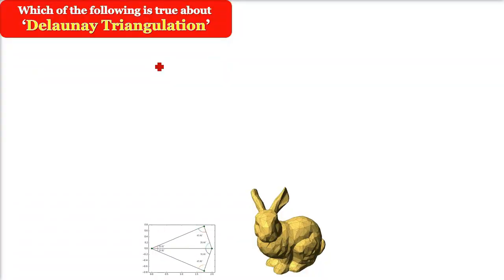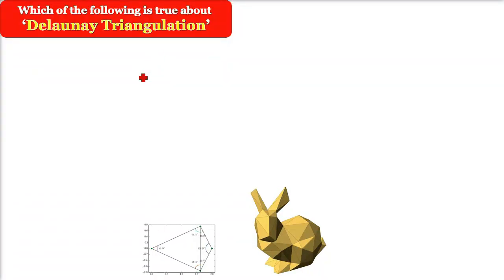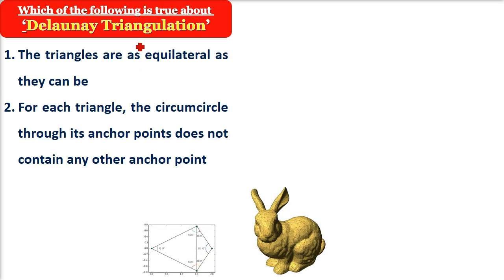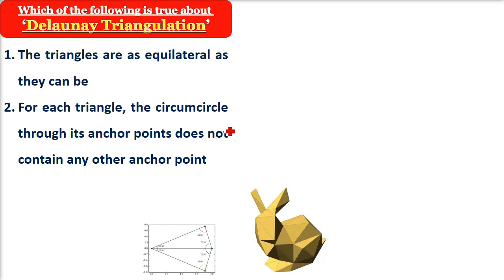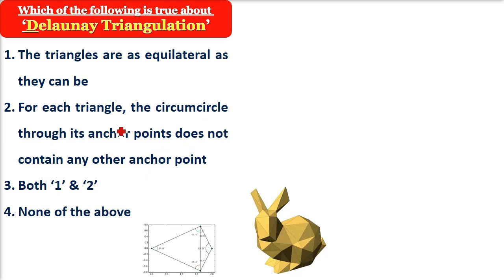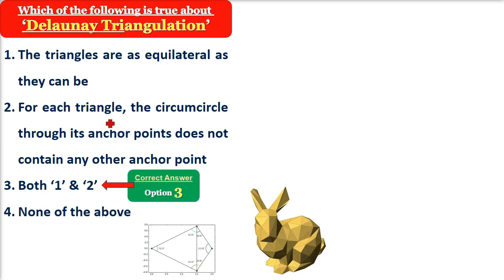Which of the following is true about Delaunay Triangulation? The triangles are as equilateral as they can be. For each triangle, the circumcircle through its anchor points does not contain any other anchor point. Both 1 and 2. And finally, none of the above. Now you got it right. It's both 1 and 2.